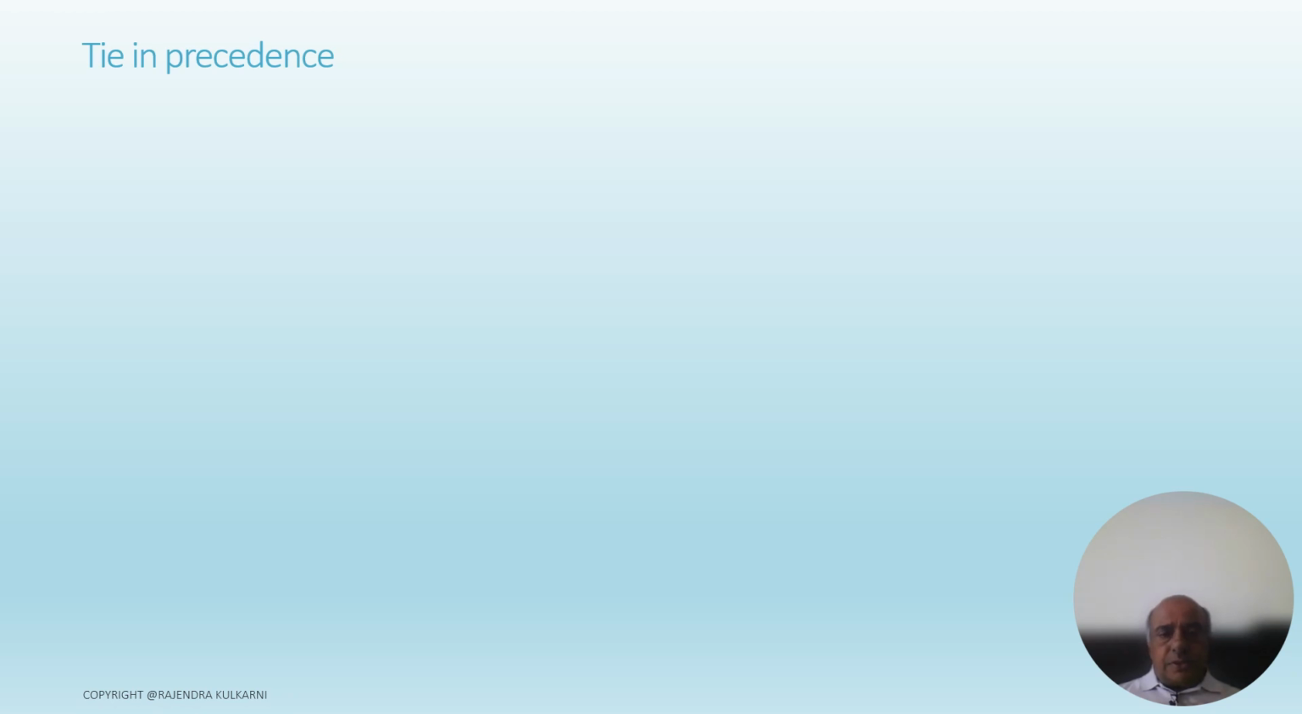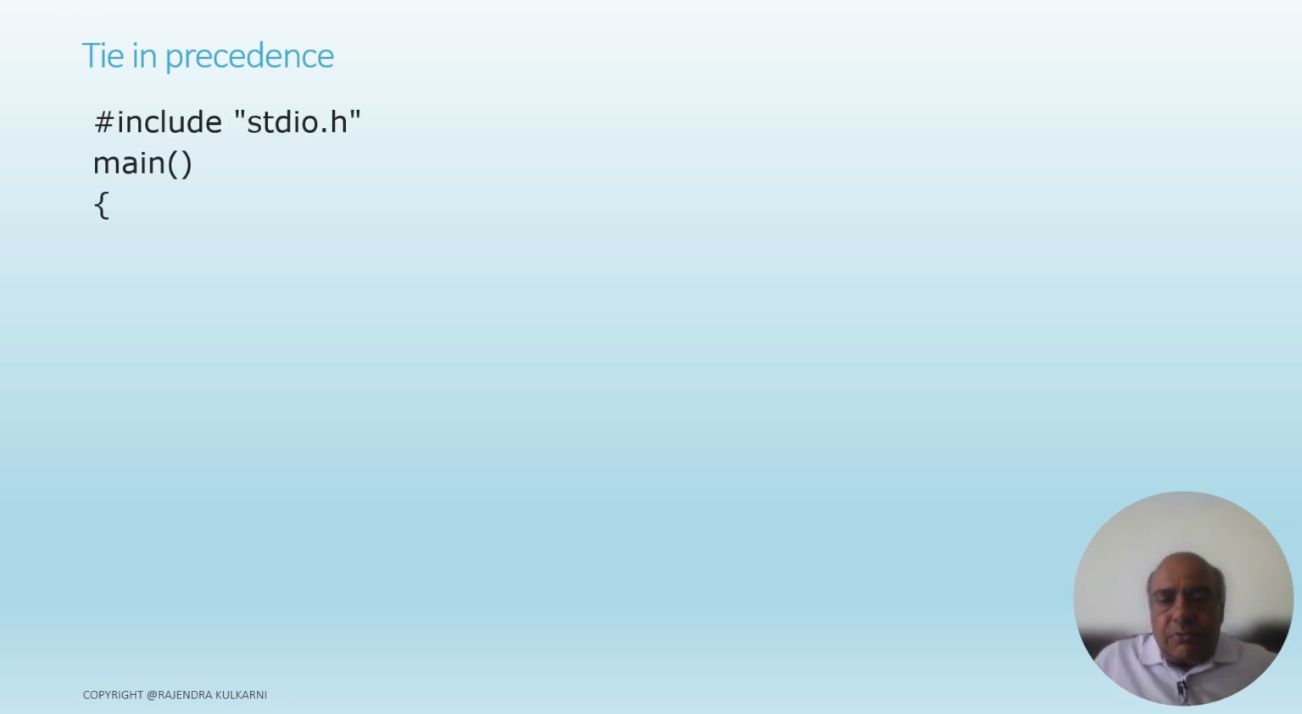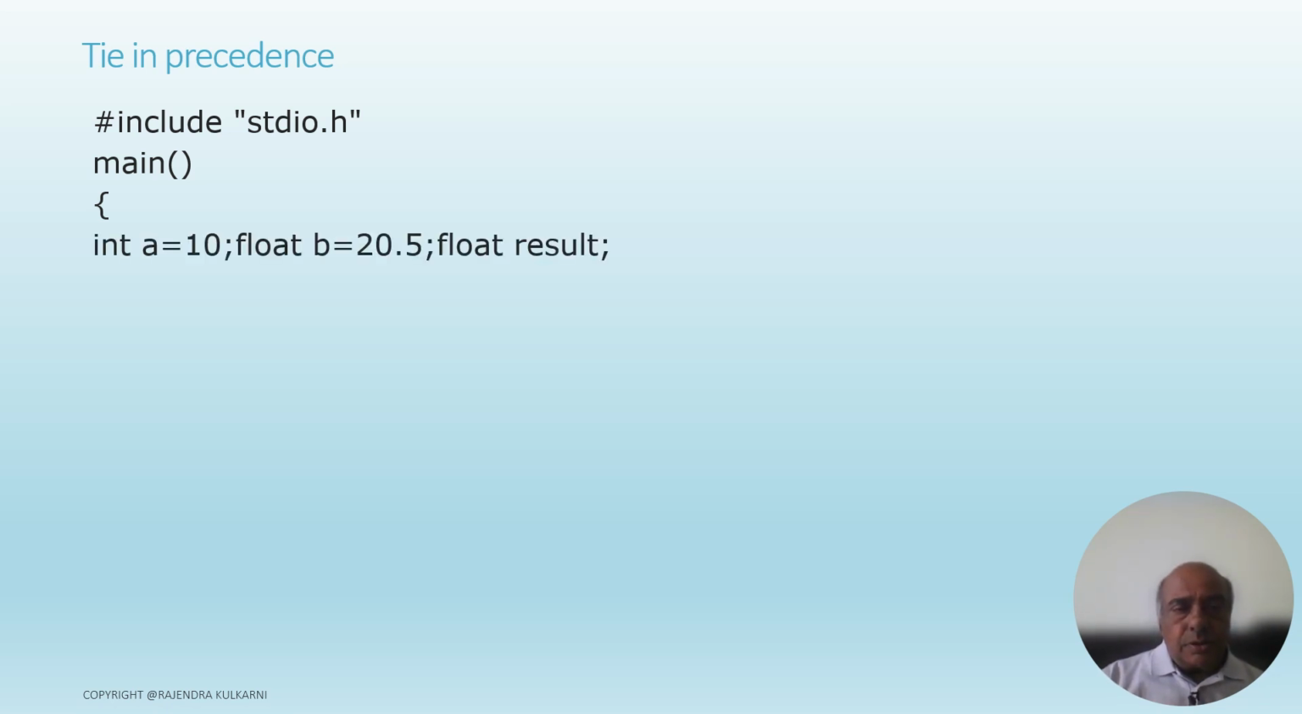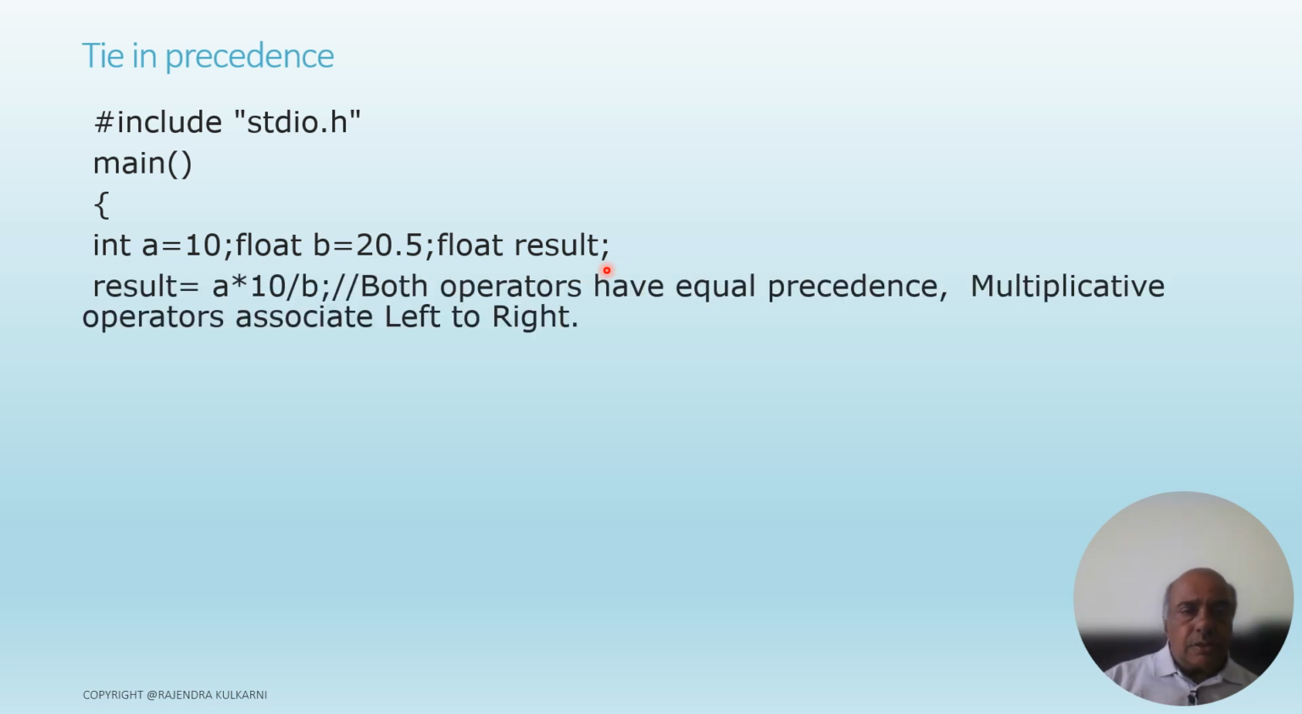There are many expressions where there can be a tie in precedence. Let us see one more program. Int a is equal to 10, float b is equal to 20.5, and third variable is declared as float result. Result is a float type of variable. In this expression, we are trying to find out the resultant value of an arithmetic expression a into 10 divided by 5.